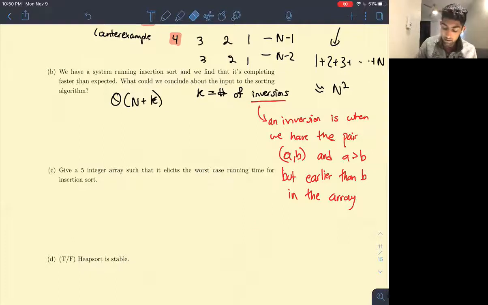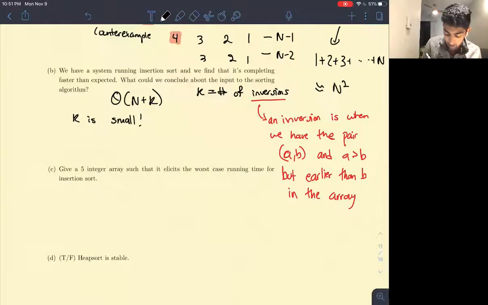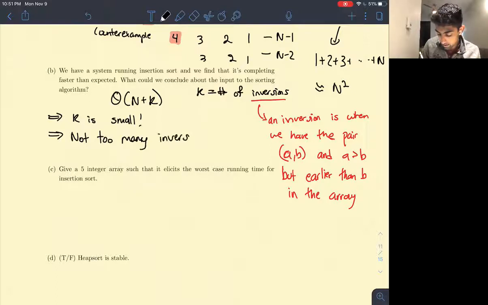So if the runtime of insertion sort is relatively fast, what we can conclude is that k is small. If k is small, what we can conclude is that there's not too many inversions. And then what we can finally conclude, if there's not that many inversions in a given array, that means it's nearly sorted.